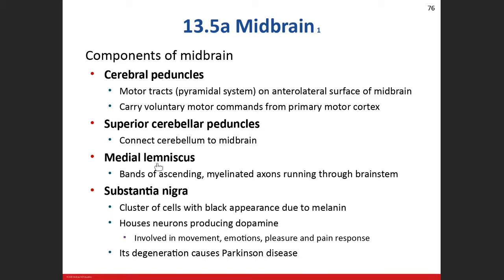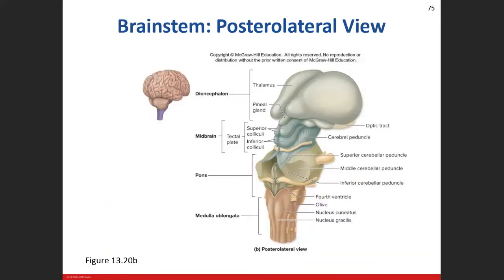The other part of the midbrain is called the medial lemniscus, and it's the band of ascending myelinated axons running through the midbrain. And also we have the superior cerebellar peduncle, which connects the cerebellum to the midbrain. Here, the middle cerebellar peduncle.